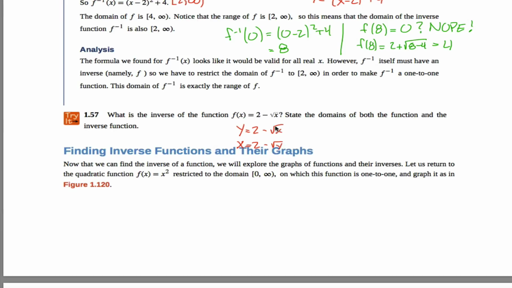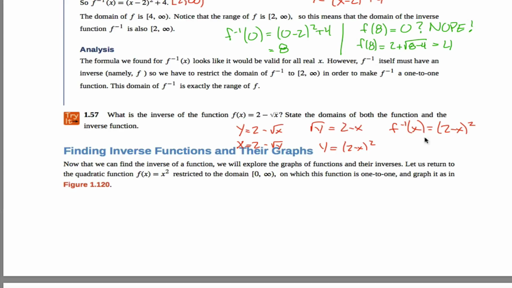So maybe I'll add the square root of y over to the left side of the equation, and then subtract x over to the right side of the equation. And then if I square both sides, I get y equals 2 minus x squared. In other words, f inverse of x equals 2 minus x squared. But you have to be careful here, and you'll have to be careful anytime you're dealing with radical functions like this.